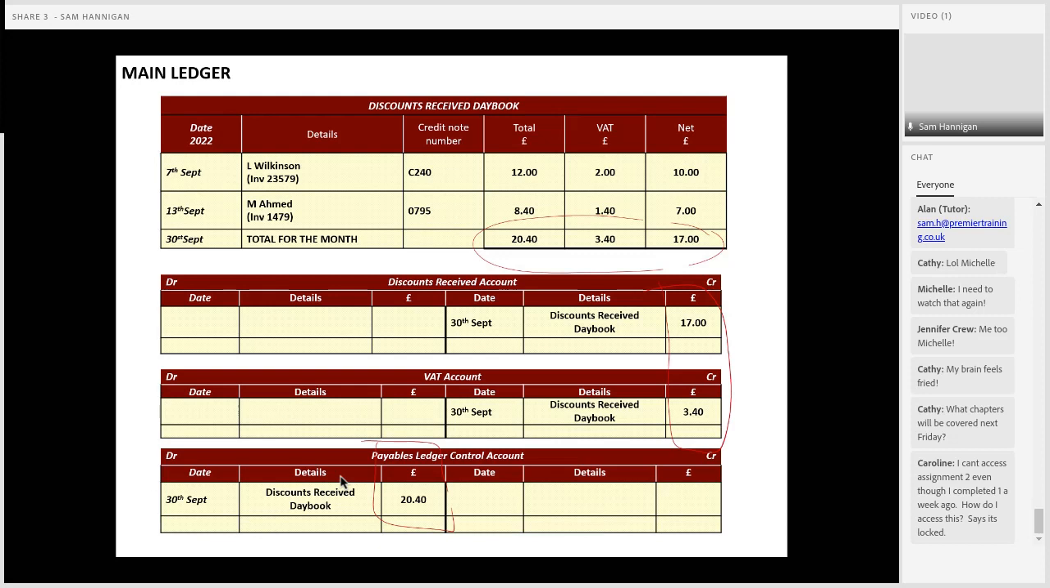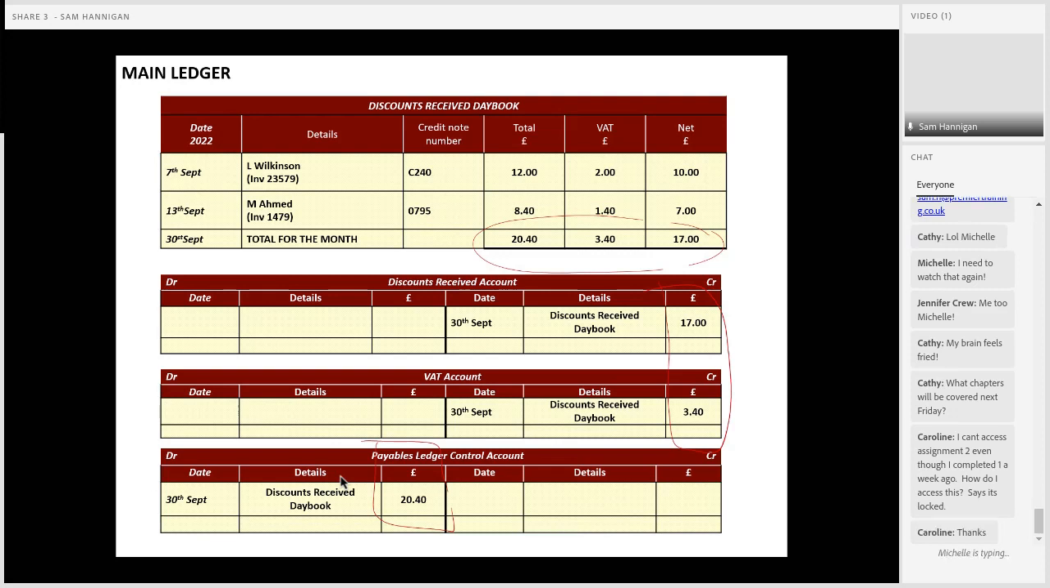Can't access assignment 2 even though I completed it. Okay, Caroline, can you just email me and I'll have a look at it as soon as I get back to my desk, because I'm here for another hour and a half. I'll be setting off driving home about 4 o'clock. So yeah, I will sort that out for you, no problem.